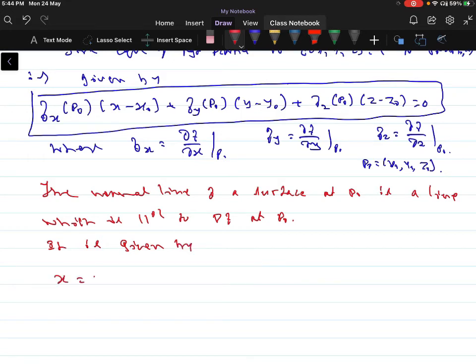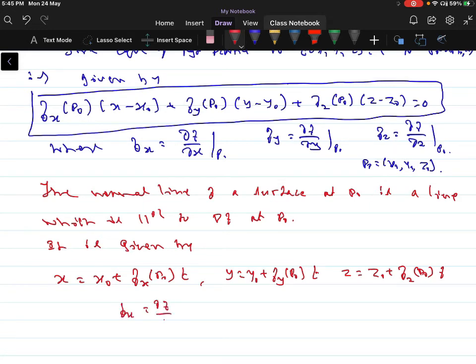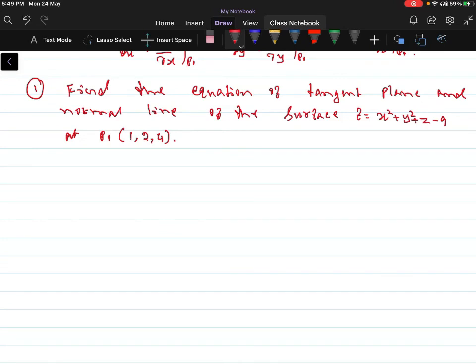x is equal to x naught plus fx of the point p naught into t, y is equal to y naught plus fy of the point p naught into t, and z is equal to z naught plus fz of the point p naught into t, where t is a parameter, where fx is equal to dou f by dou x at the point p naught, fy is equal to dou f by dou y at the point p naught, and fz is equal to dou f by dou z at the point p naught. So let us take a problem.